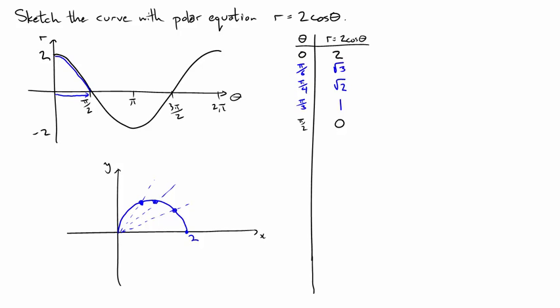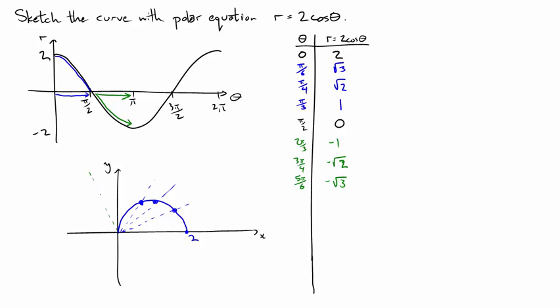Now look at what happens as theta increases from pi over 2 to pi. The value of r decreases from 0 to minus 2. This is where things get a little tricky. When theta is 2 pi over 3, 3 pi over 4, and 5 pi over 6, the values of r are minus 1, minus root 2, and minus root 3. What does that mean for the picture?